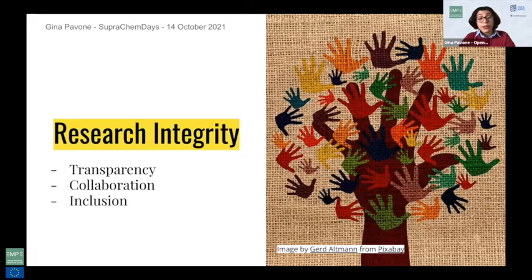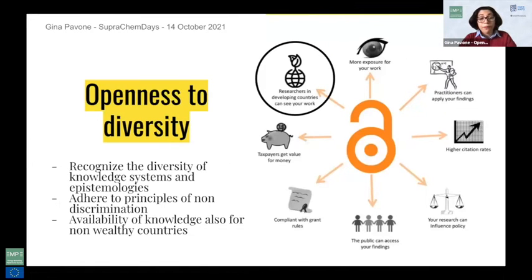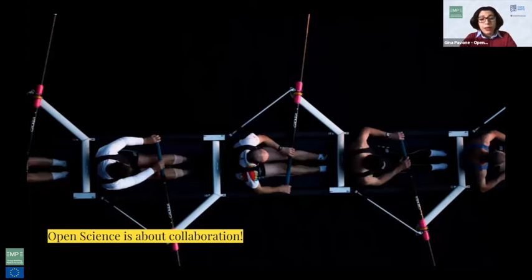Of course, research integrity is important within open science, because the opening up of each step means also working with transparency, and also giving the possibility to others to check our work, for example, or to reuse our work in a different way for different objectives, or to produce different things, applications, and so on. And so it means collaboration and inclusion. In fact, open science means openness to diversity, in the sense that all this collaboration is also aimed to produce integration of different knowledge systems and epistemologies. And in that sense, it is important to underline that open science is about collaboration.